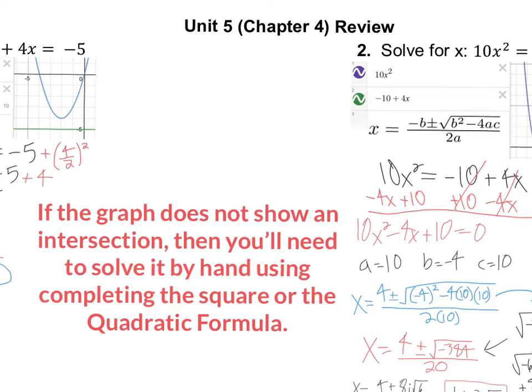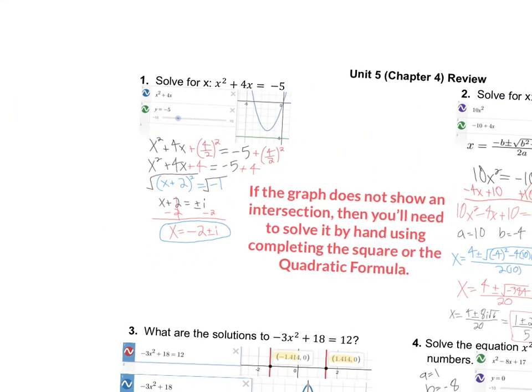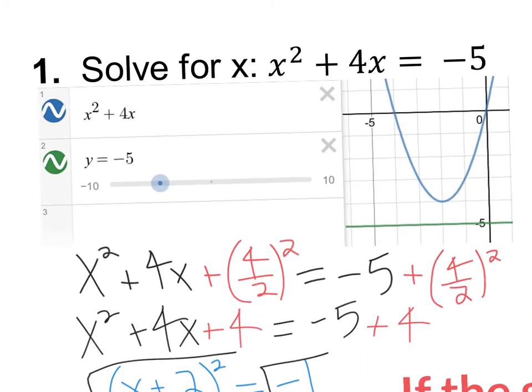So at the top of the paper, I wrote this note. If the graph does not show an intersection, then you'll need to solve it by hand using completing the square or quadratic formula. So the first 4 problems are all solving problems. And so you can type those into the graphing calculator to get the answer if there's an intersection. If there's not, that's where we're going to use completing the square or quadratic formula.